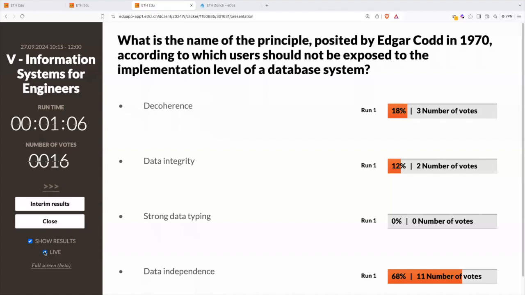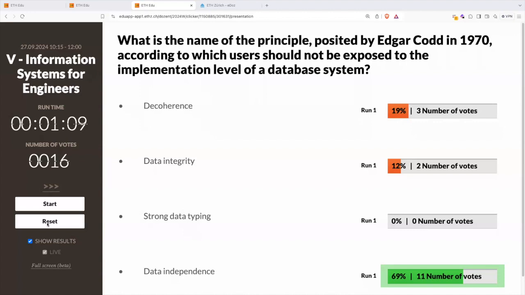So we have a majority, and the majority is for data independence, and the majority is correct. It is indeed called data independence. It is really a fundamental principle that we have in the database world, that the users should not have to deal with all of the complexity of the implementation of the system. The only thing they should have to deal with is tables or whatever shape of data they have to query. Decoherence comes from quantum physics.